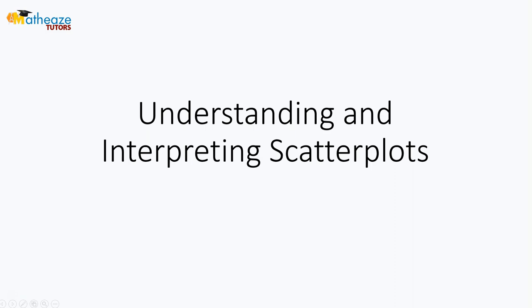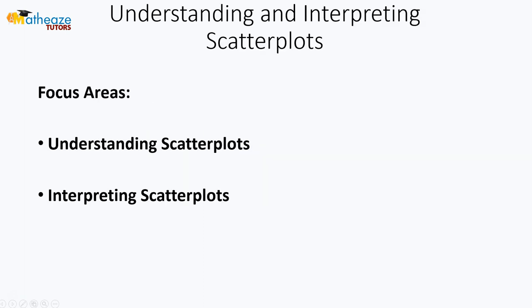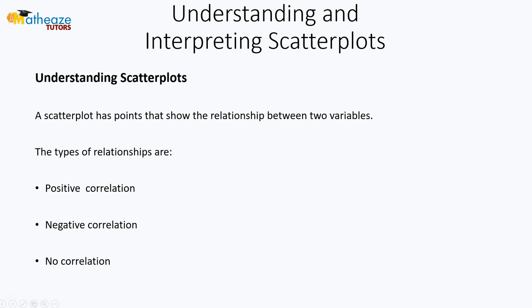In this lesson, we're going to look at understanding and interpreting scatter plots. The areas we're going to focus on are understanding scatter plots and also interpreting the scatter plot. To understand scatter plot, we'll start by describing what it is. It is a diagram that has points to show the relationship that exists between two variables.